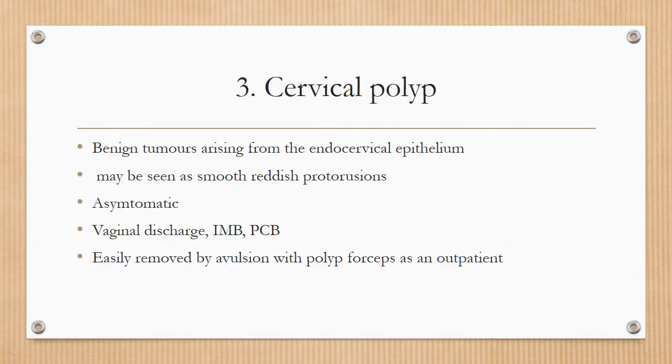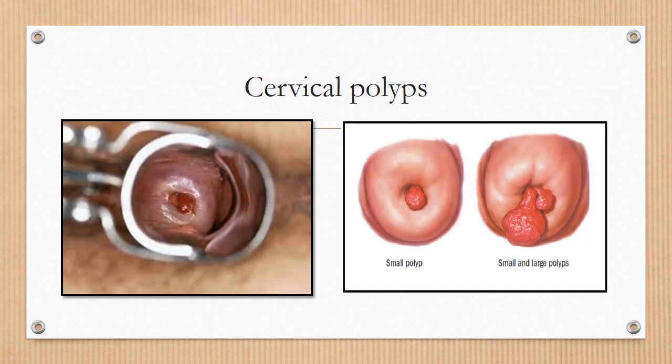Then cervical polyps. These are benign tumors arising from the endocervical epithelium. They may be seen as smooth reddish protrusions. Mostly they are asymptomatic, but they could be associated with excessive vaginal discharge, intermenstrual bleeding or postcoital bleeding. They can easily be removed by avulsion with polyp forceps as outpatient therapy. This is the picture of the cervical polyps, small and large.